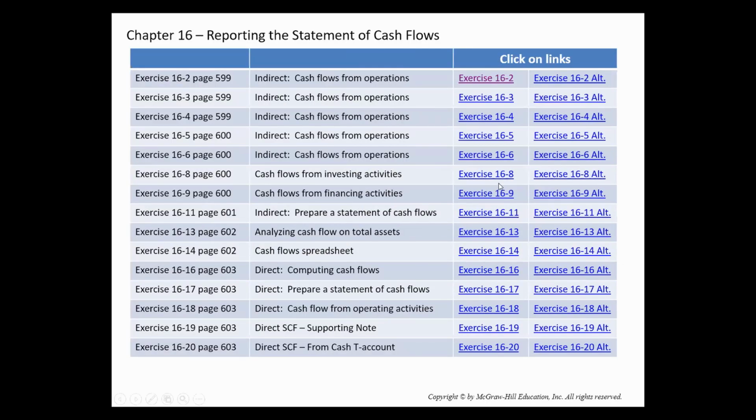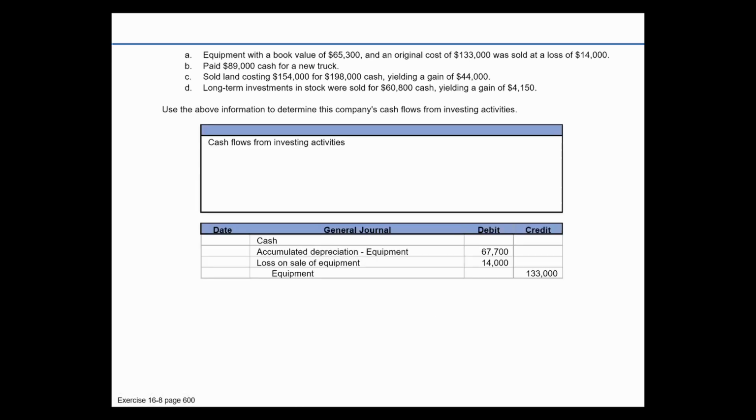The cash flows for the investing activities. This time we're going to use the above information to determine this company's cash flows from investing activities. The first example is equipment that had a book value of $65,300 and an original cost of $133,000 was sold at a loss of $14,000.